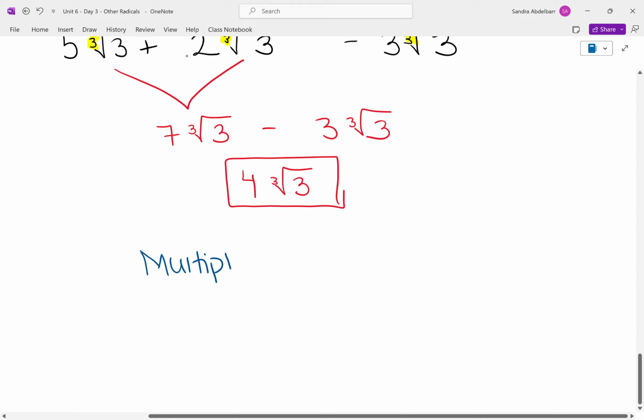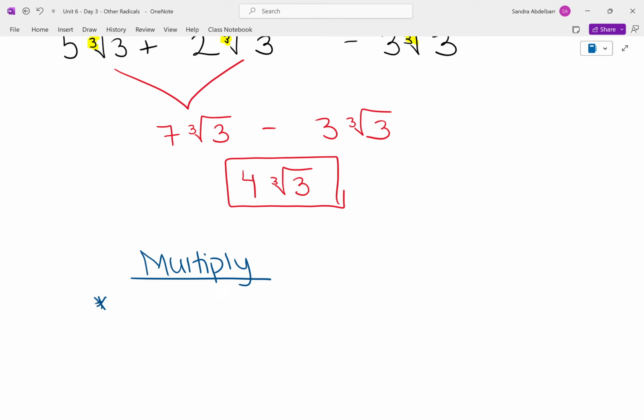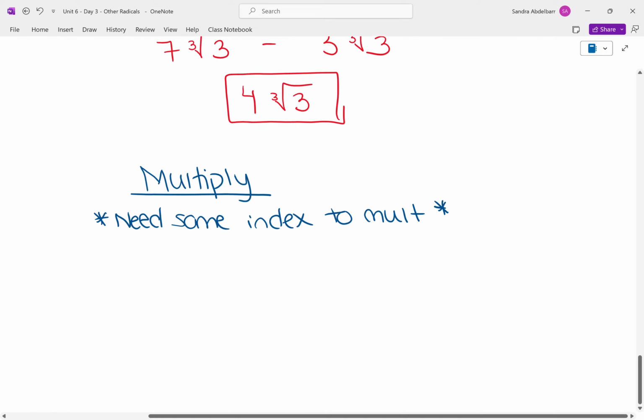All right, now let's talk about multiplying. In order to multiply, you need the same index. Do you need the same radicand? No, you do not need the same radicand, but if they do not have the same index, you cannot multiply them yet. In a future lesson, I'm going to show you how to do it, but as of right now, we can't.